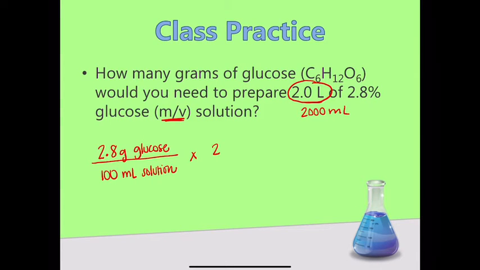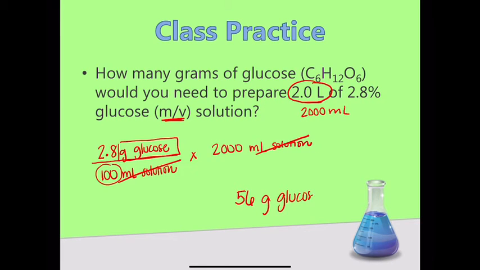So if we multiply that by 2,000 milliliters, okay, our solution is that solution that we're going to try to totally make. That's going to cancel out, okay? And so we're left with 2.8 times 2,000, and then we have to come down here and divide by that bottom part, divided by 100. And so what that should give us is 56, and then we still have our units right here, grams of glucose. And that's what our question asks us. How many grams of glucose? And so there's our answer, 56 grams of glucose.